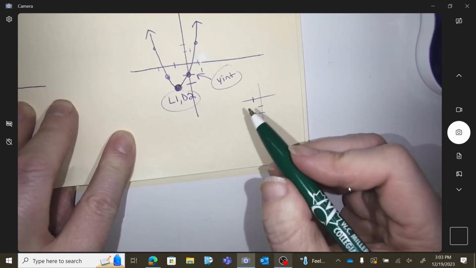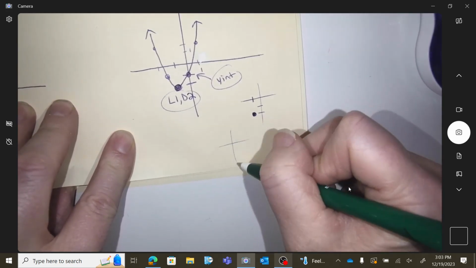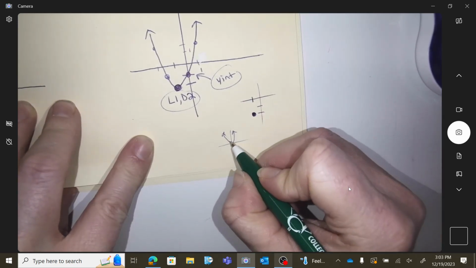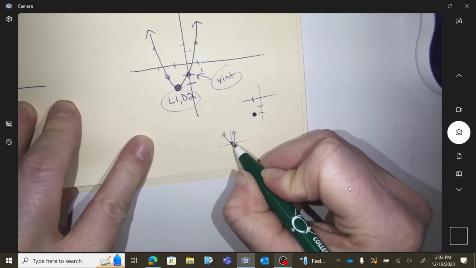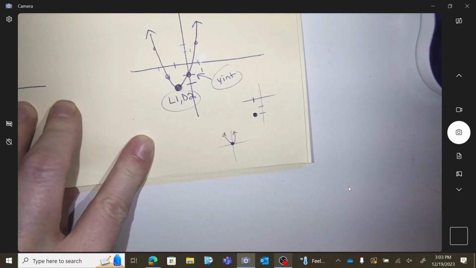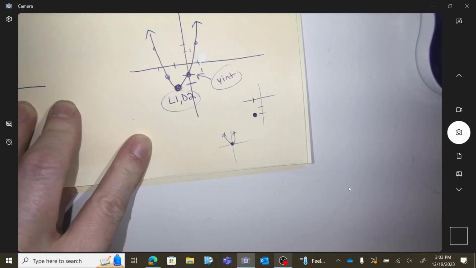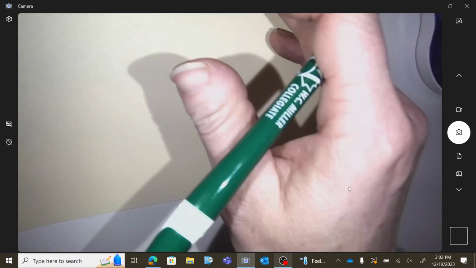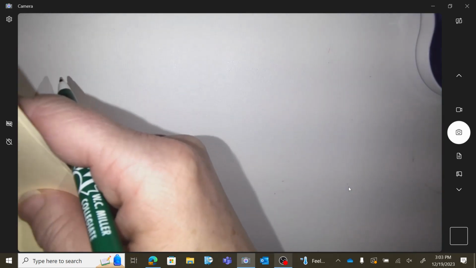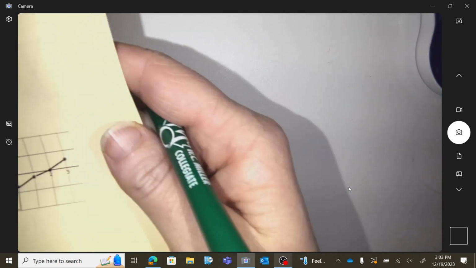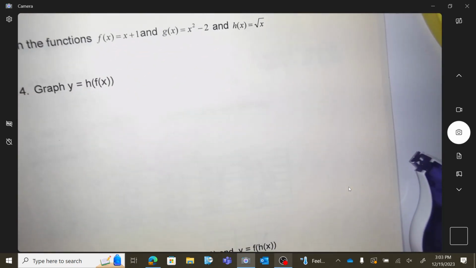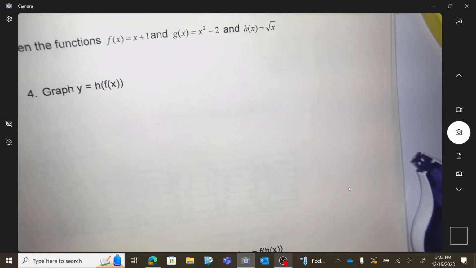Because where does a normal parabola start? 0, 0. So then this starter has now gone left and down, the starter point. Okay, last page here.